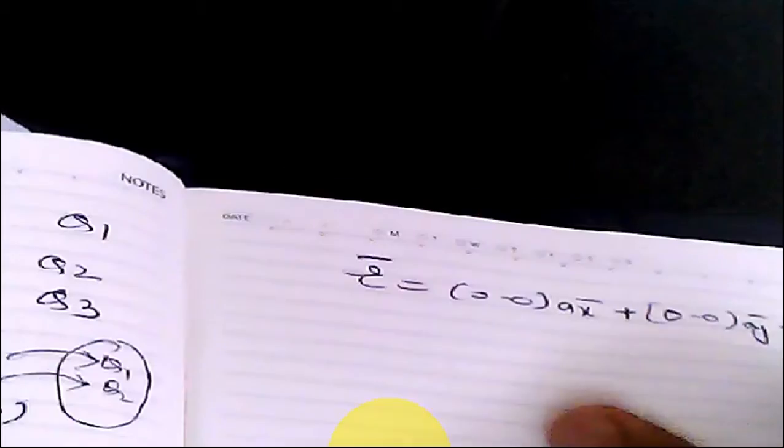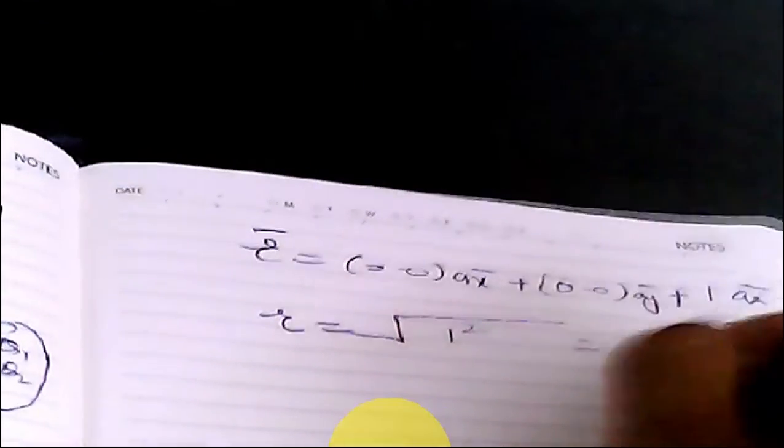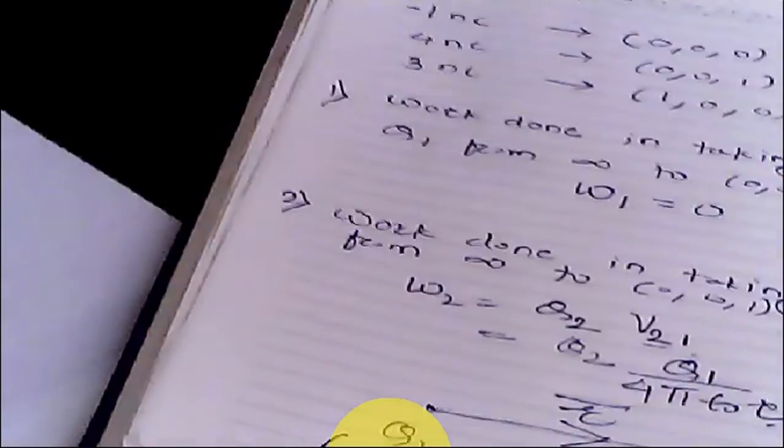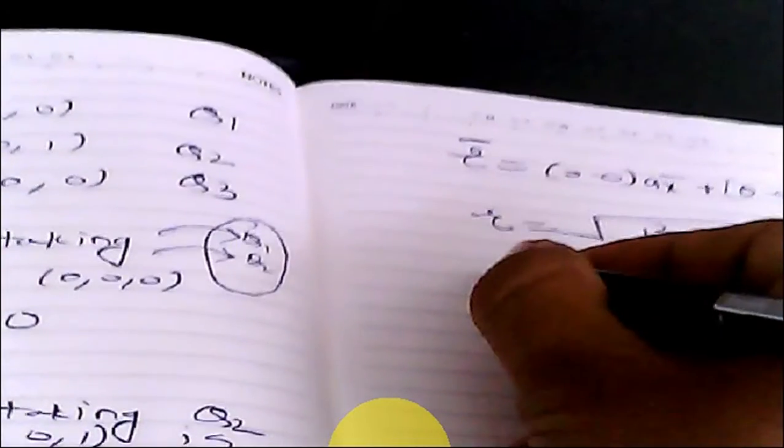So what is R now? If I want to calculate R, I need to take a modulus. How can I take the modulus? R is equal to under root of 0 square plus 0 square plus 1 square, and 1 square is 1. Distance is 1. Let's put this value of R in equation number 1 once again. So I will rewrite equation number 1 and put that value here.